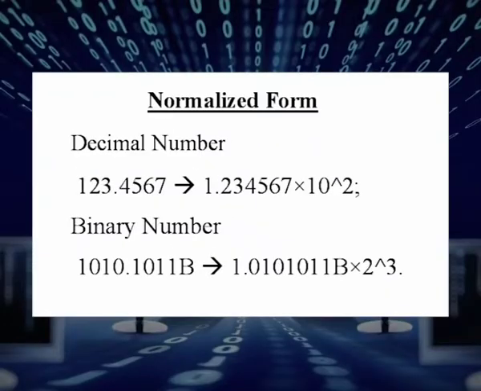The fractional part can be normalized. In the normalized form, there is only a single non-zero digit before the radix point. For example, decimal number 123.4567 can be normalized as 1.234567 into 10 raised to power 2. Similarly, a binary number 1010.1011 can be normalized as 1.0101011 into 2 raised to power 3.